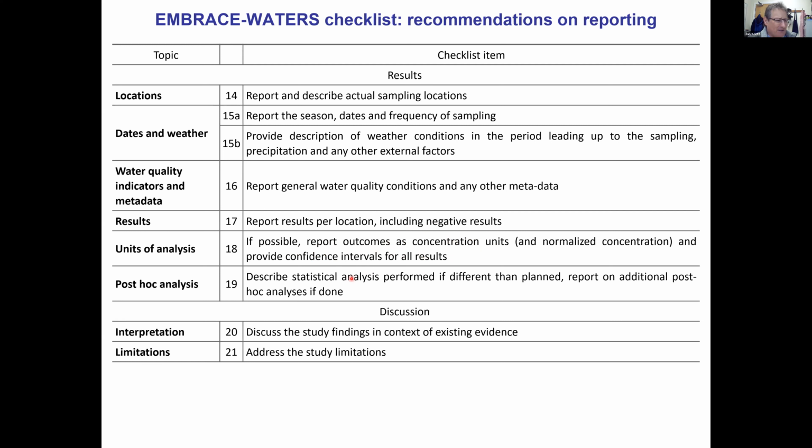Describe statistical analysis again. That is not surprising, I hope, to anyone. And discussion again: discuss findings in context of existing evidence, compare how what you found is consistent or inconsistent with other studies, and importantly, be clear about the limitations of your study. Okay, so that's 21 recommendations with some sub-points here, so a little bit more maybe than 21.